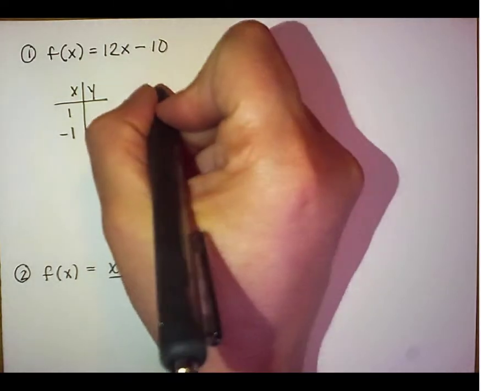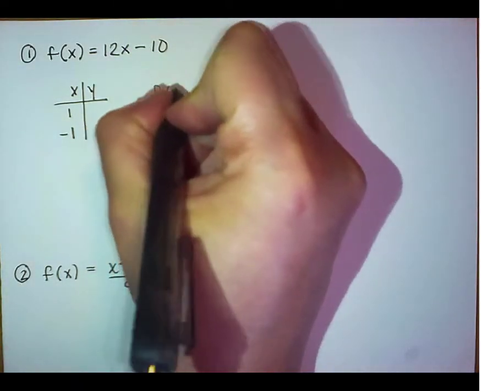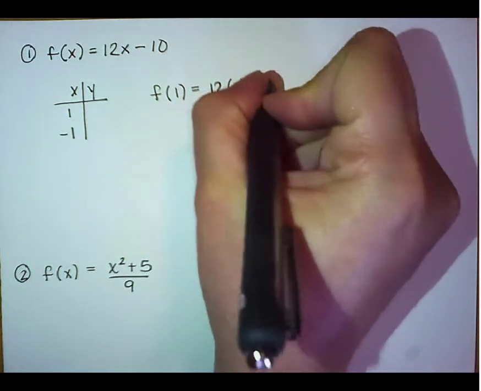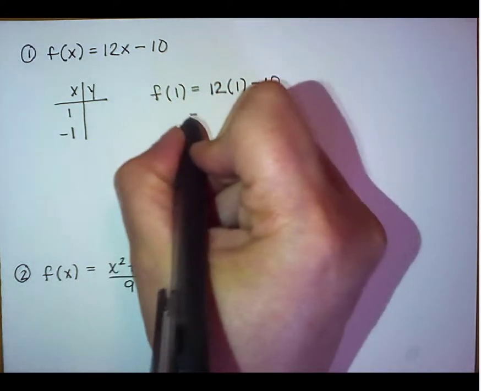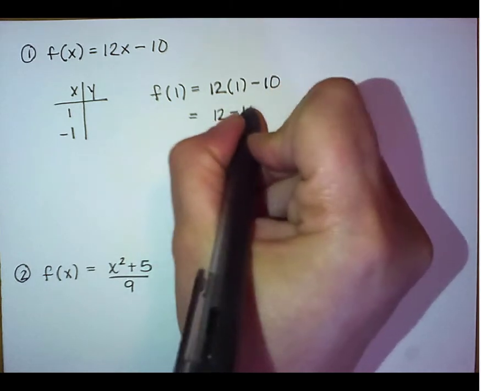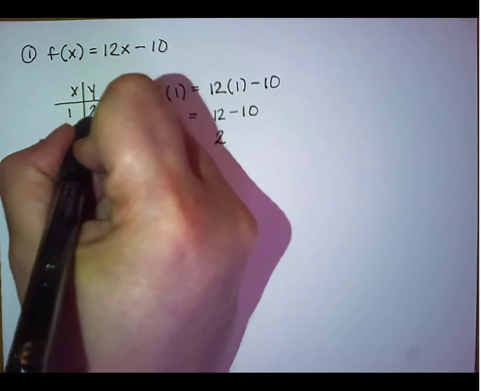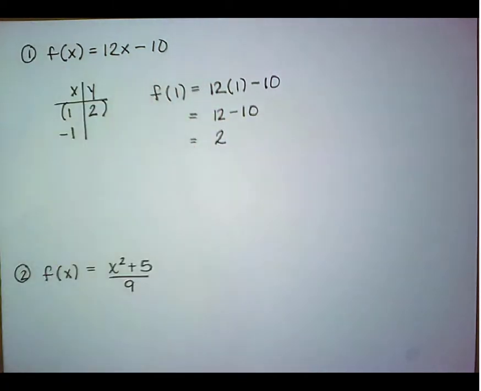So let's start off with f at 1. So this is going to be 12 times 1 minus 10. So this is 12 minus 10. That is going to give us 2. So my first point would be the point 1 comma 2.